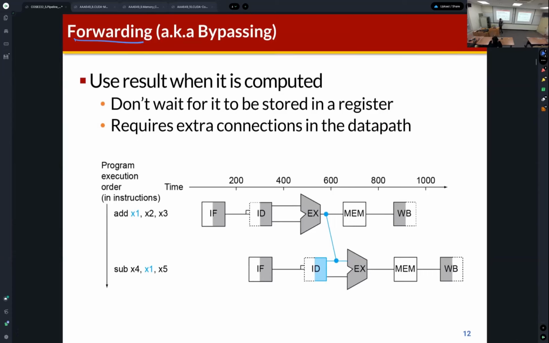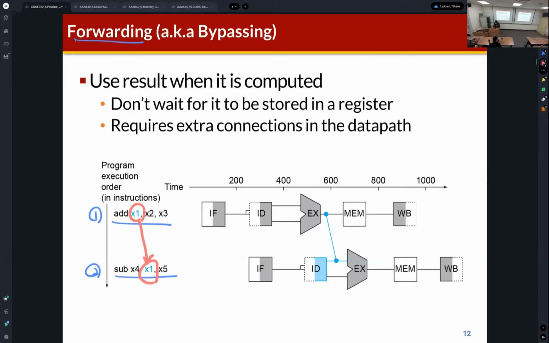Forwarding, data forwarding. So what does that mean? If we check when the data is generated by the instruction, then we can solve the data hazard. So just to see this example, this is the former instruction, add x1, x2, x3, and the following instruction is sub x4, x1, x5. As you can see, this x1 is used by the sub instruction.